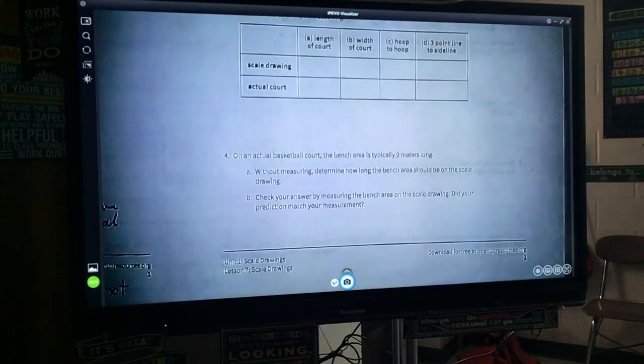Okay, so number 3 says, how long would each measurement from the first question be on the actual basketball court? So from A to D is 3 centimeters, so that means it would be 6 meters. 30 centimeters. Oh, the measurement, the length. What would be the length? Like A to D.